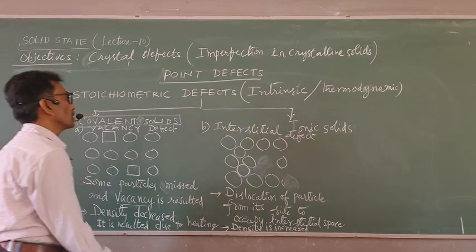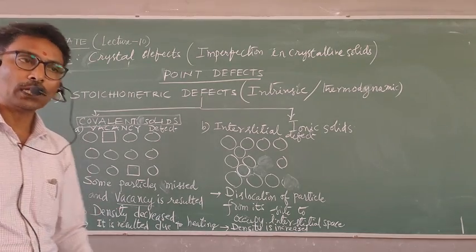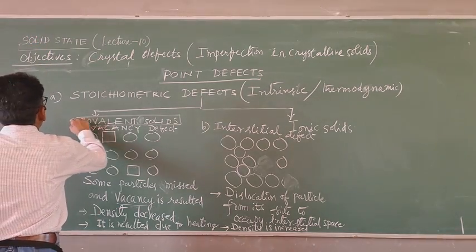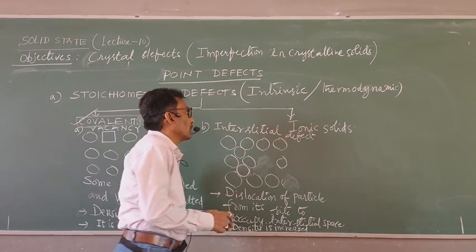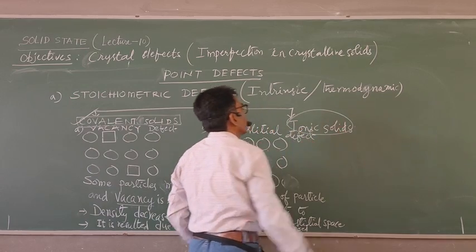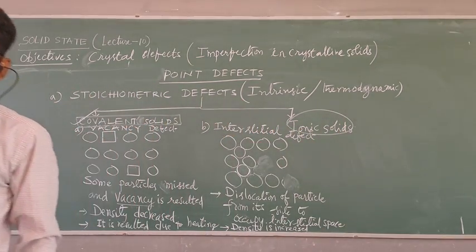These are the points. These two types of defects are observed in covalent solids. The same information is also observed in ionic solids. That will be discussed very soon. Get ready.